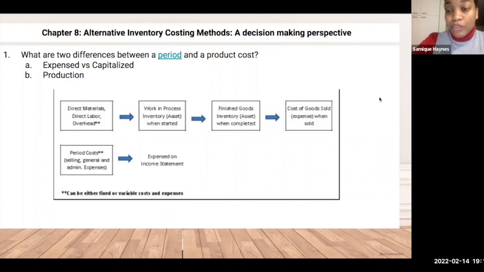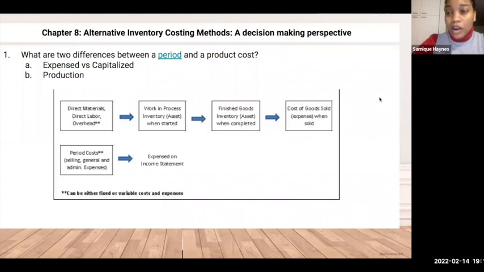Product costs are directly traceable. Are all product costs directly traceable? No, not all of them, right? Which one is not directly traceable? Indirect labor, indirect materials, and all of our other overhead, exactly. Those ones we cannot directly trace. Okay.